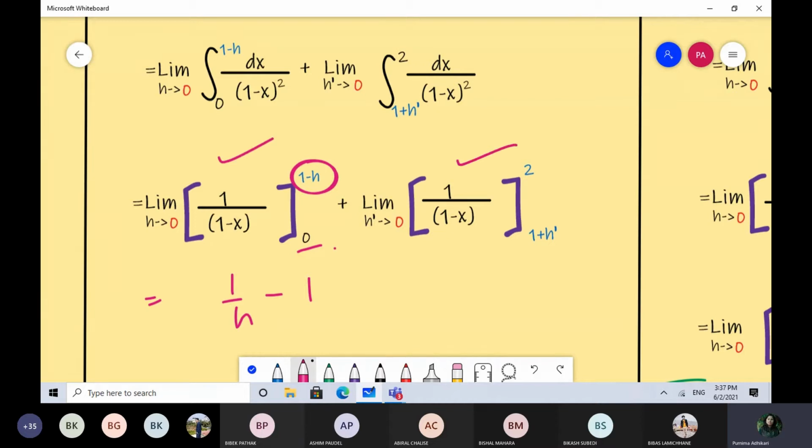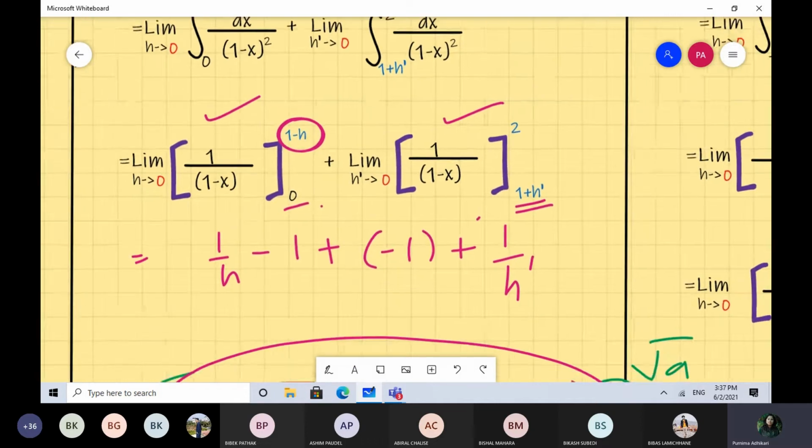Now let's do this one. Plus, let's put 2, we will get minus 1. And minus of, now let's put 1 plus h dash. So 1 over 1 plus h dash will give you minus plus 1 over h dash. I haven't written limit h tends to 0 and h dash tends to 0. It's quite obvious.